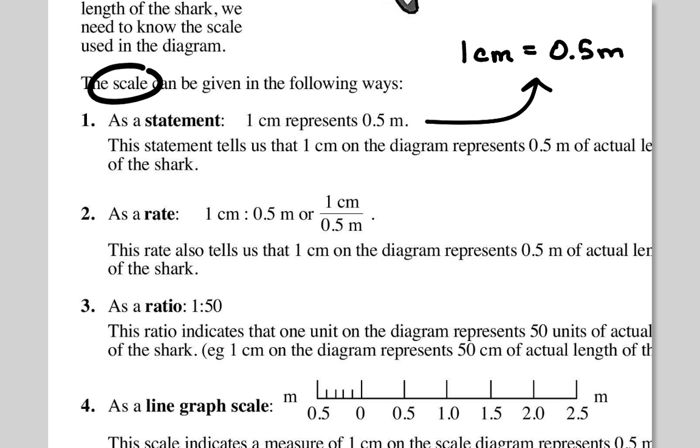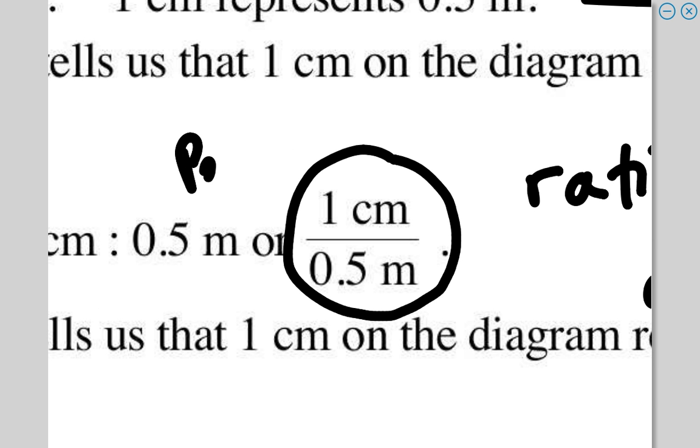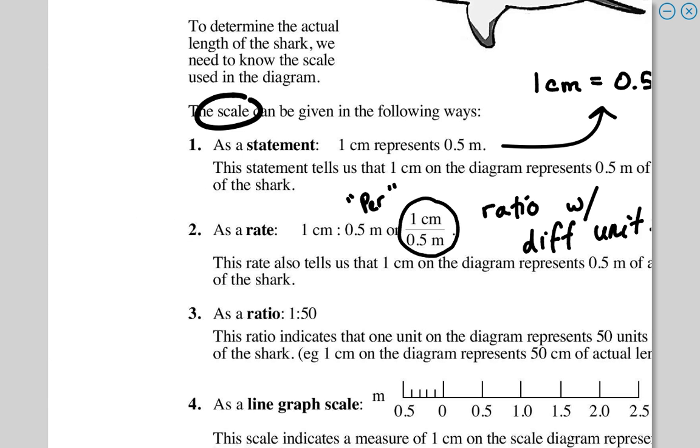The rate, remember, is the ratio with different units. Ratio with different units. I typically don't use rates if I'm given a scale, but the math is very similar to the statement. Rather than say 1 centimeter is equal to 0.5 meters, you say for every 1 centimeter you're given a half a meter. So it's 1 centimeter per 0.5 meters. Very similar.